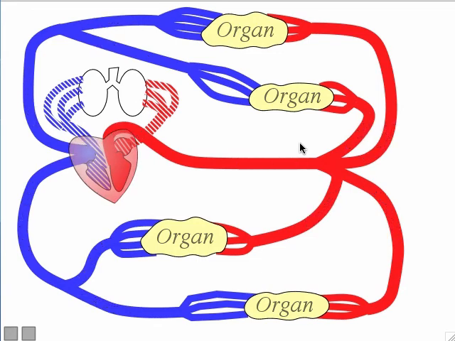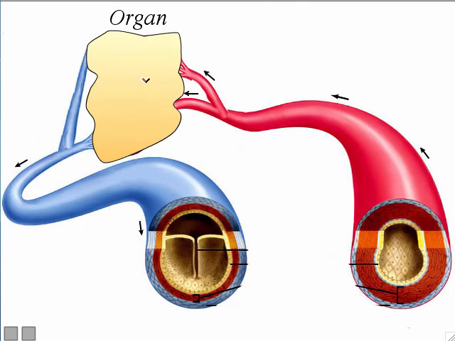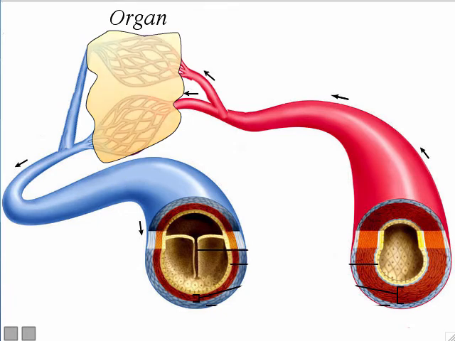Okay, but what I want to do now is talk a little bit more about the blood vessels inside the organ. In other words, the blood vessels between the arterioles and the venules that connect to an organ. So imagine we're going to zoom in on an organ right here. Here's an artery bringing blood towards that organ. Here are the arterioles bringing blood into that organ. Here are the venules bringing blood out of the organ. And here's a vein where those venules have converged. Let's imagine that we're going to make this organ kind of invisible so we can see the blood vessels inside of it.